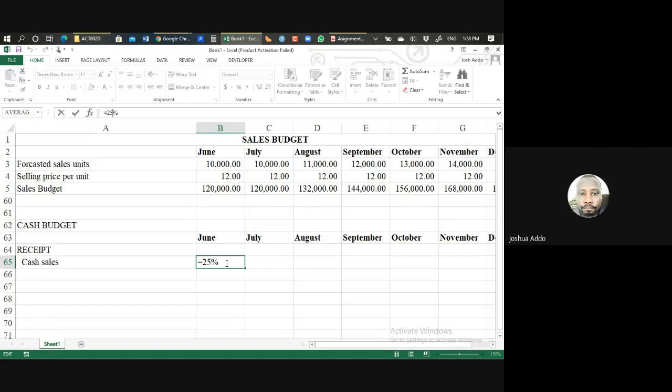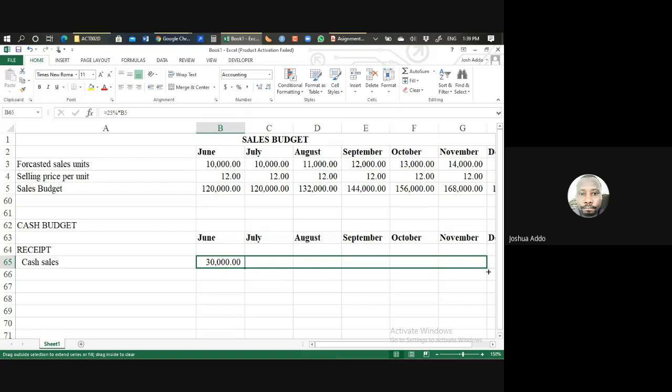The formula didn't complete. 25% times this, times June sales, will be received in the same June. 25% of July sales will be received in the same July. 25% of August sales will be received in the same August, and so on and so forth. Then the remaining 75% will be received in the following months. Okay, so this 25% of all the sales we can drag, then we know them. This is cash sales.